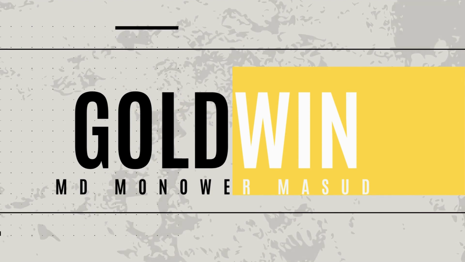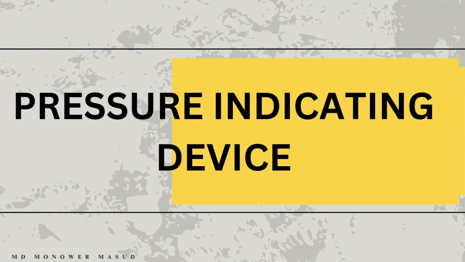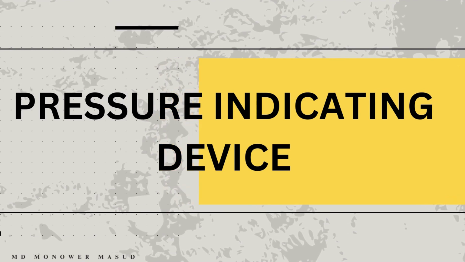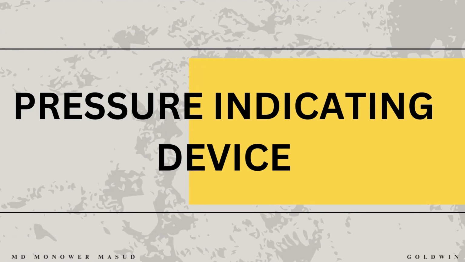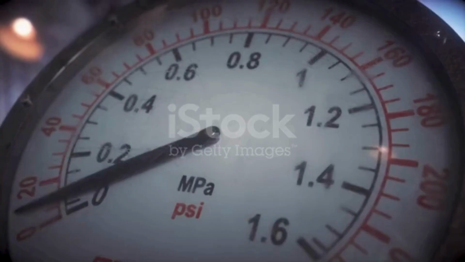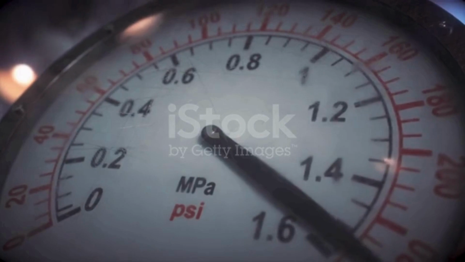Let's learn together. Pressure indicating device. Definition. A pressure indicating device, commonly known as a pressure gauge, measures and displays the pressure of fluids within systems. Utilized across industries like manufacturing and aerospace, it ensures operational safety and efficiency.